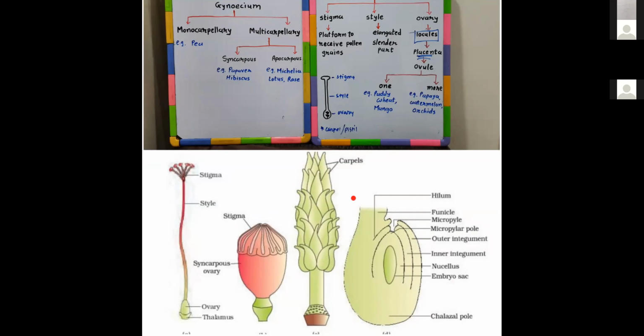One of the examples given over here is Michelia. Other than Michelia, lotus plant, its flowers. Another one, rose, the flower of the rose, if you see. Michelia, lotus, rose. In these plants, the flowers have multicarpellary apocarpous condition.